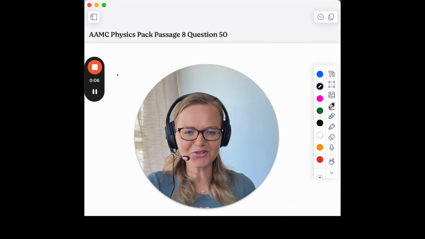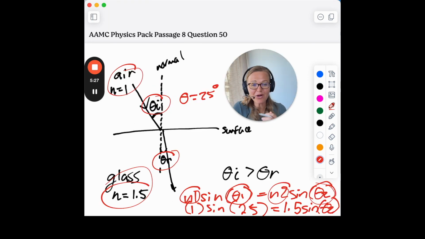Now, this is an awesome question. I hope you get it on your MCAT, and you probably will get at least 1 or 2 questions like this that are what I call kind of throwaway questions. If you know the definition of Snell's law, it should take you 5 seconds to answer this question.